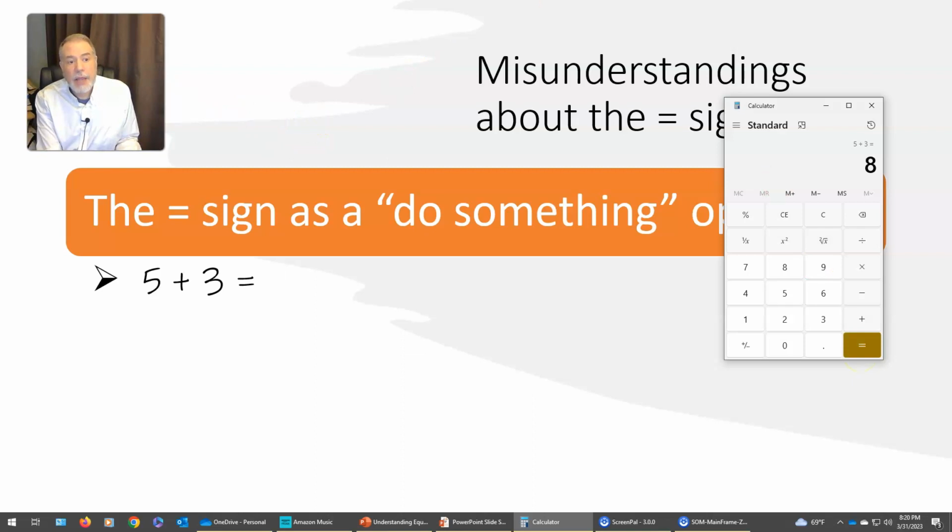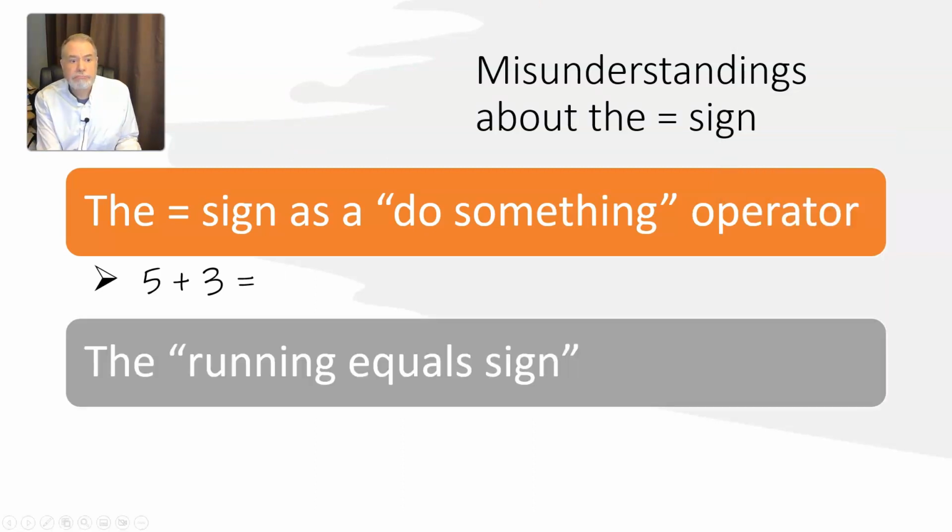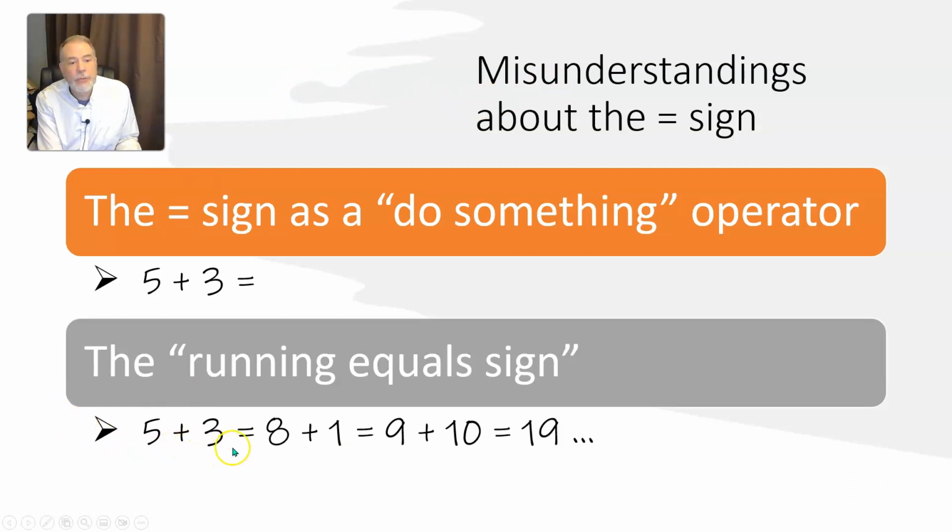And sometimes people will use what I've seen referred to as a running equals sign. Like if you have a bunch of numbers to add together, you write something like 5 plus 3 equals 8, plus 1 equals 9, plus 10 equals 19, and so on. And when I look at that, I see things like 5 plus 3 equals 8 plus 1, which is not true. Or 8 plus 1 equals 9 plus 10, which is definitely not true. 8 plus 1 and 9 plus 10 are not equal to each other.